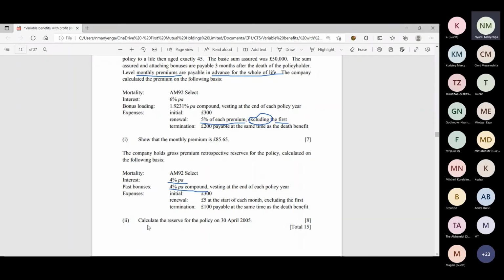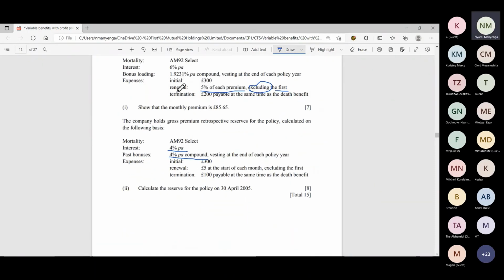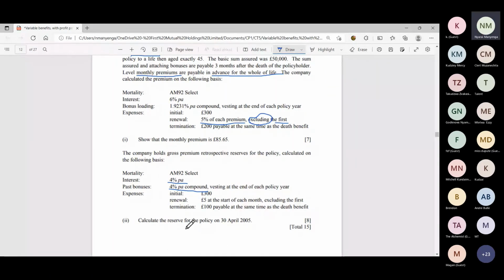So what they want us to do is calculate the reserve for the policy on 30 April 2005. So you see the policy commenced on 1 May 1998. So from 1 May 1998 to 2005, we need to calculate the retrospective reserve at the end of the 7th year. So we need to calculate the retrospective gross premium reserve at time 7.